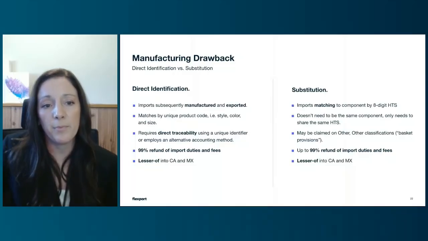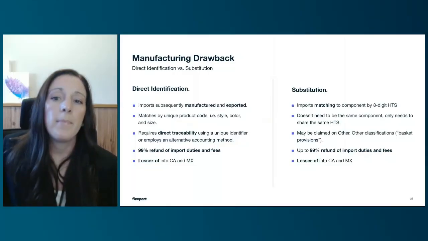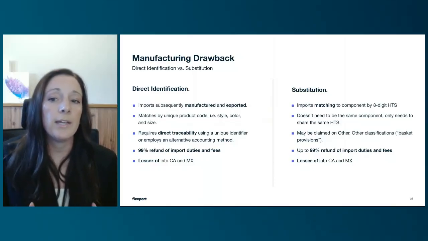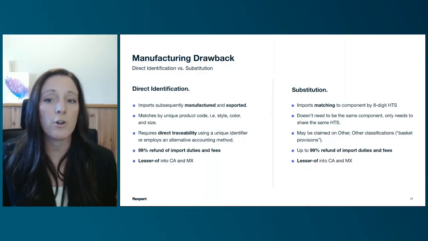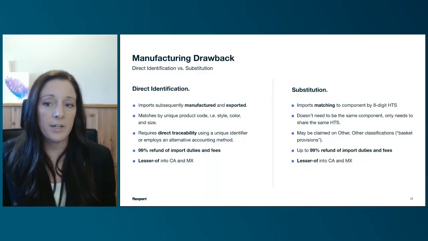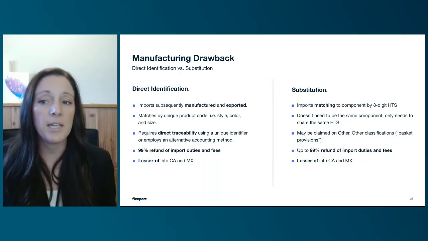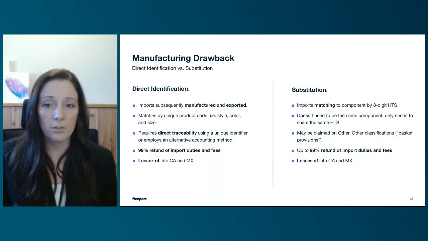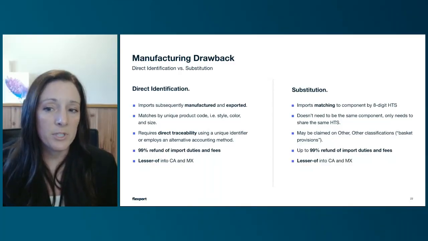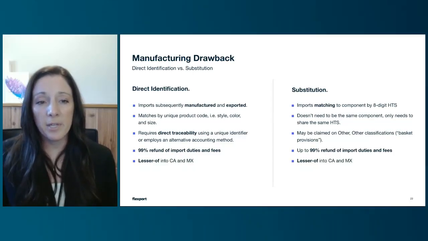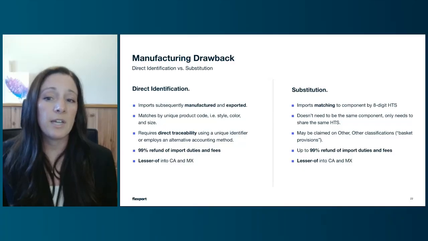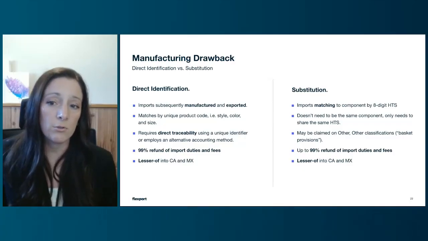Next, we will review manufacturing drawback. Manufacturing drawback is for when imported duty-paid components are used to manufacture articles which are exported or destroyed. Manufacturing is defined as being made into a new and different article, or made for a particular use. Often, this is a change in classification from import to export, and both direct identification and substitution apply.